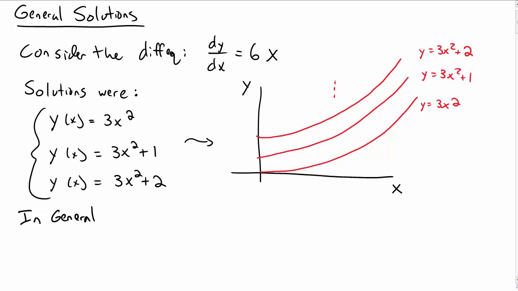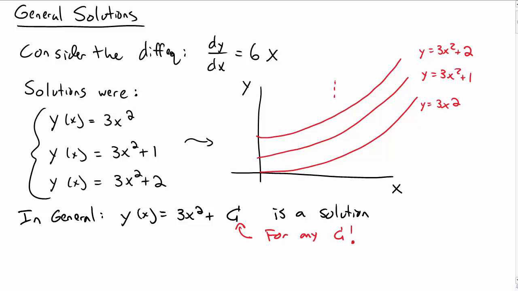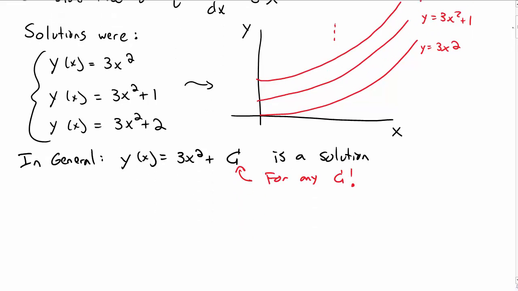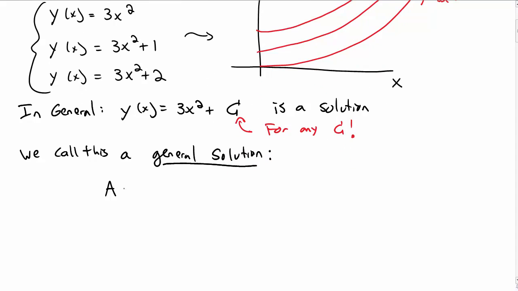Okay, so what about in general? Well, in general, you could have a solution that looks like 3x squared plus c. And that would be a solution for any value of the constant c. And so this is what we call then a general solution. And so a general solution to some differential equation is then a solution which has one or more arbitrary constants in it.